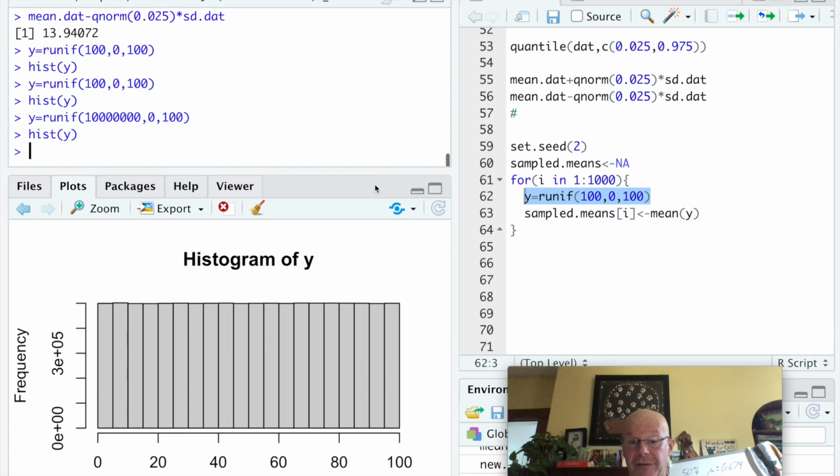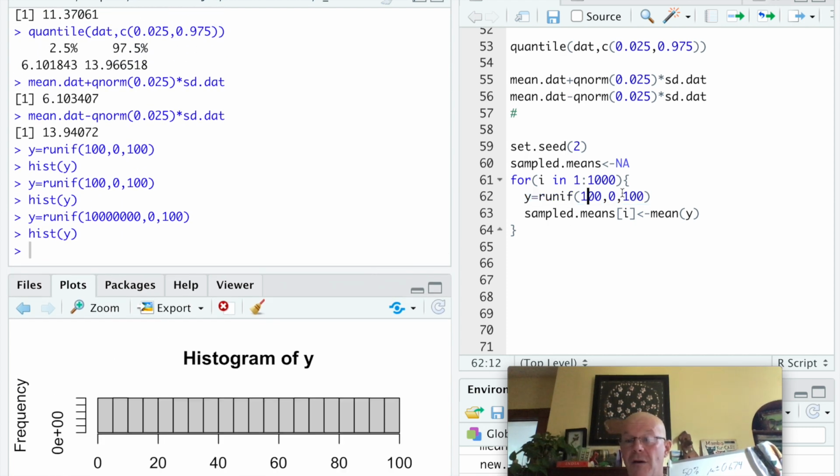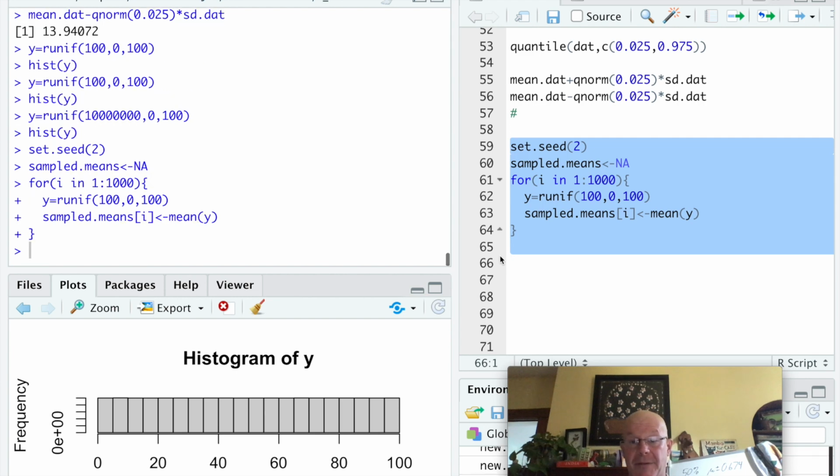But what we're going to do is sample 100 from that uniform distribution, and then simply calculate the mean of it, and save that value of the mean. And then we're going to do it again and again, 1,000 times. So the first time we go through, i is going to equal 1. So the first sampled mean that we have will be the mean of our first sample, and then it will loop through, and then i will equal 2. And we'll take another 100 individuals from that population, calculate the mean, and at the end what we'll end up with is 1,000 estimates of the mean of that population.